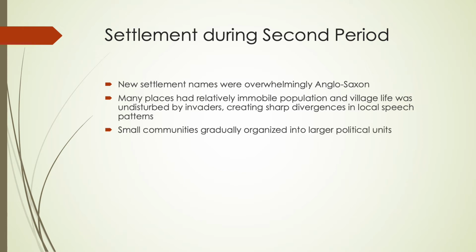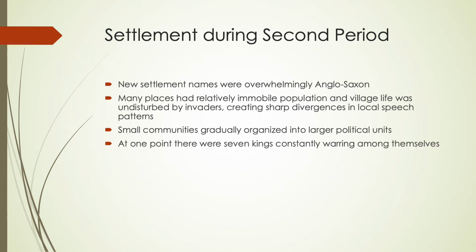Eventually, a lot of these smaller communities gradually organized into larger political units and into these sort of kingdoms that had developed during this period of time. So at one point, there were 7 kings that were constantly warring among themselves and trying to gain different areas of land on the British Isles. There were some more important kingdoms, and these ones will come up in our linguistic analysis of things, especially as we move into Middle English.